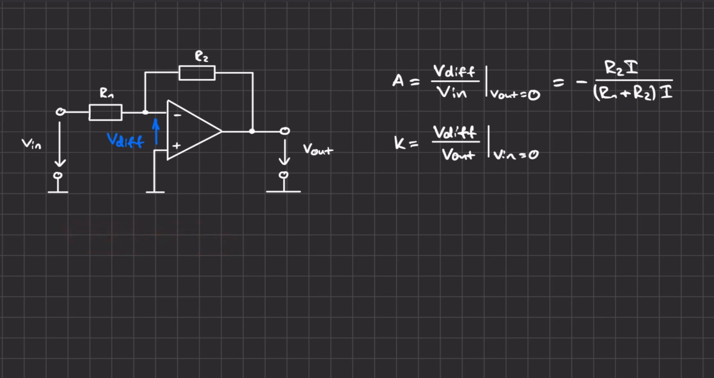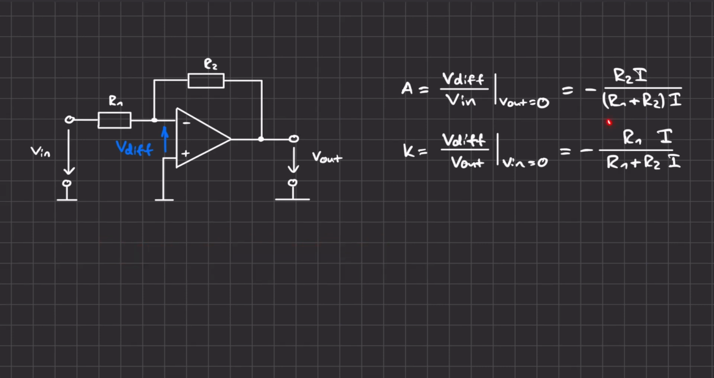For the output voltage, we can go this loop over the resistor 1 and 2. So we get that the output voltage is minus the voltage over the resistor 1 plus the voltage over the resistor 2. So if we write that down, we get this ratio, and the current just cancels out.